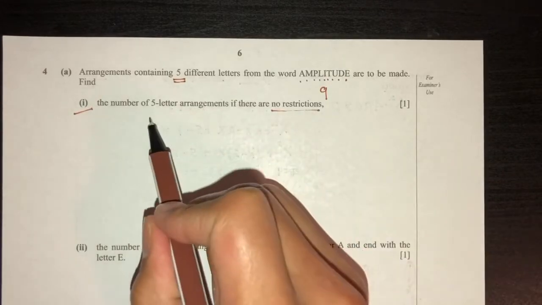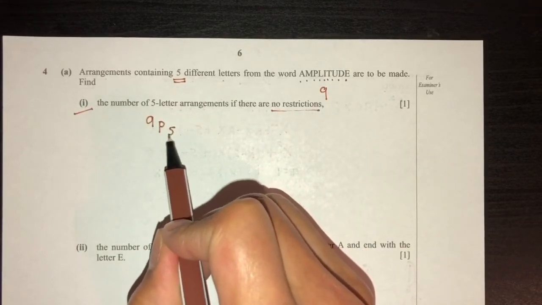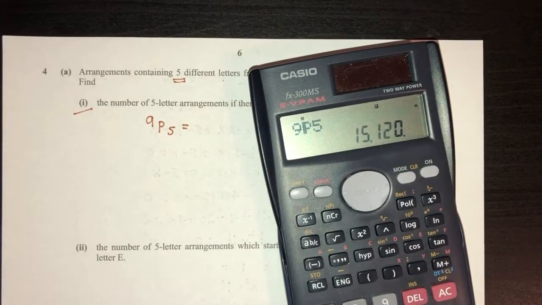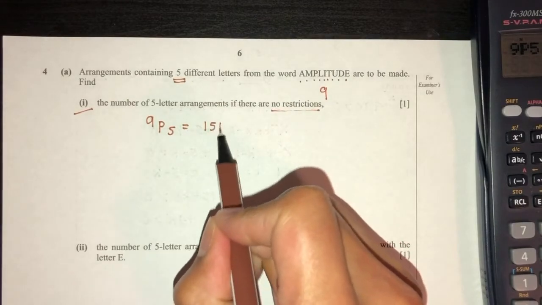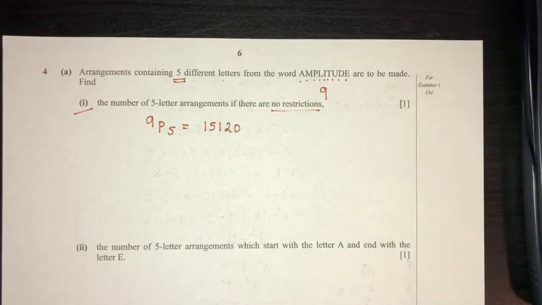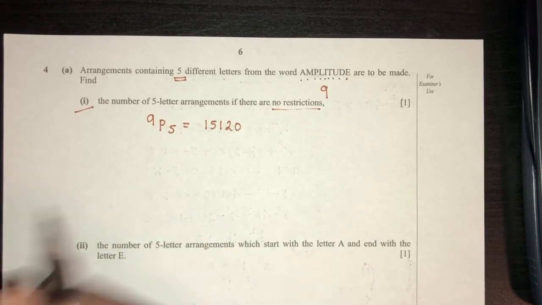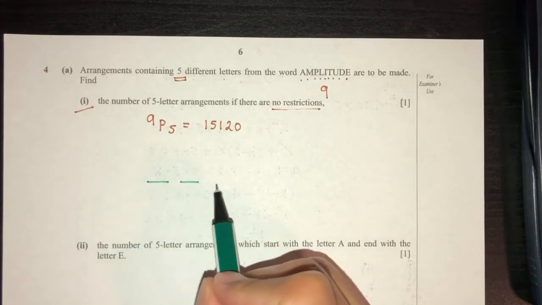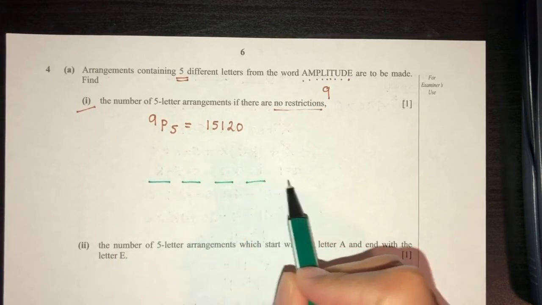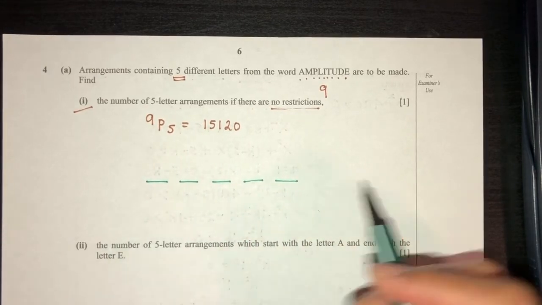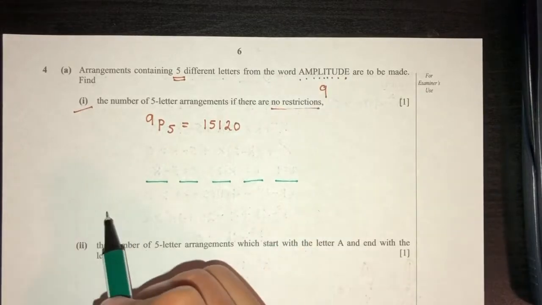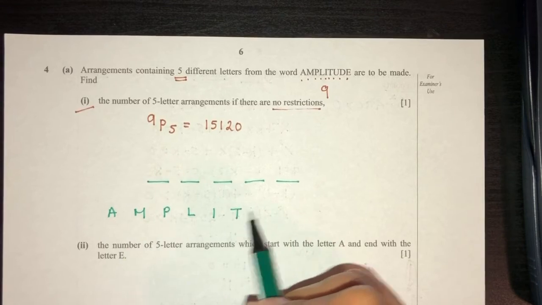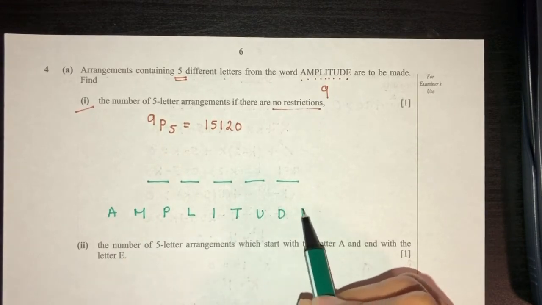So pretty easy. From the 9 we have to permute 5. That is one way of doing that. 9 permute 5 will be 15120. Now, if you don't know how to do this, you can always make 5 spaces. So 1, 2, 3, 4, and 5. Now we have these letters: A, M, P, L, I, T, U, D, E.